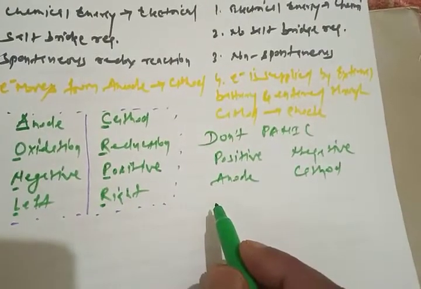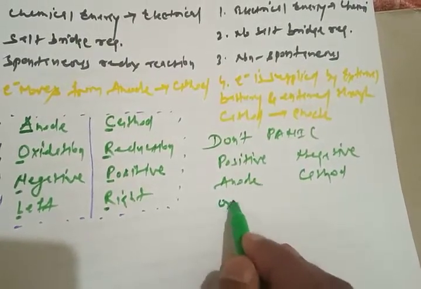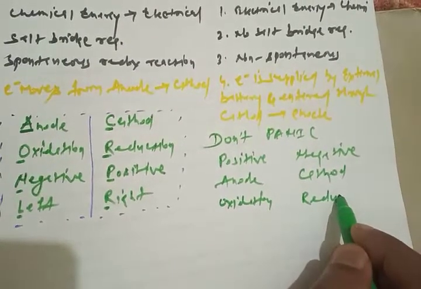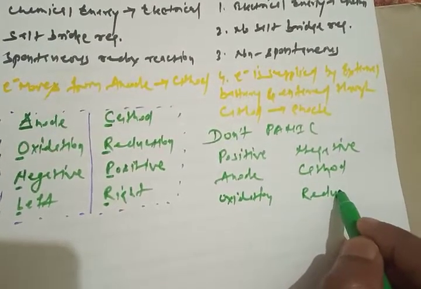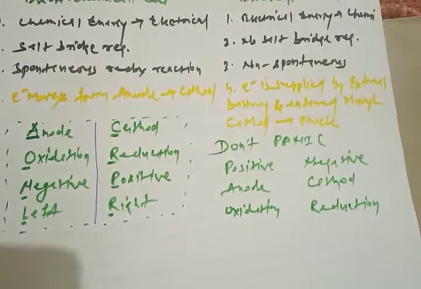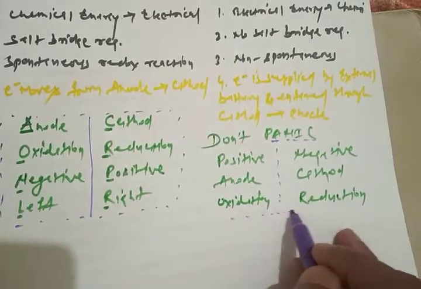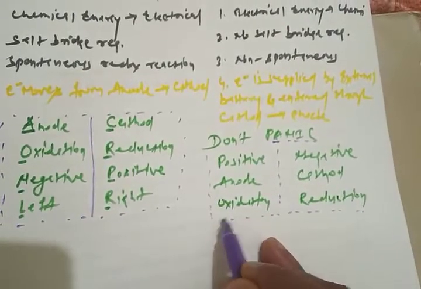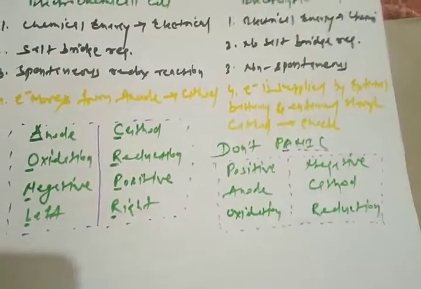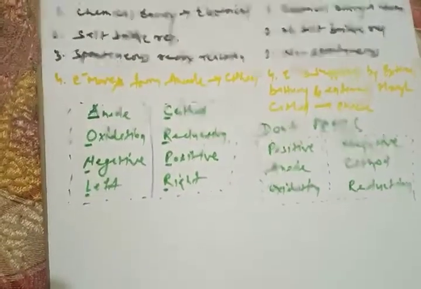So at the positive end, what will happen? Here oxidation occurs, and at the cathode here reduction occurs. So this is another simple way to remember the electrolytic cell arrangement. This we need when we give the schematic representation of cell reaction. So the panic here, and here the order of alphabets.